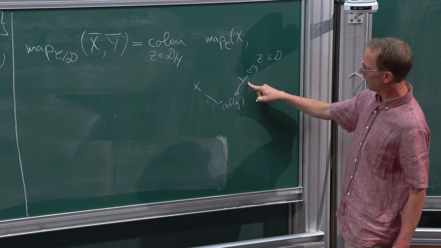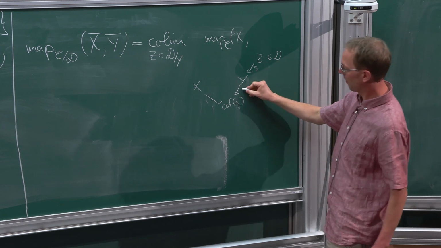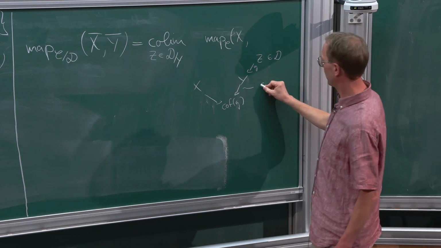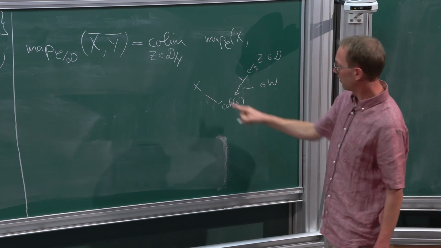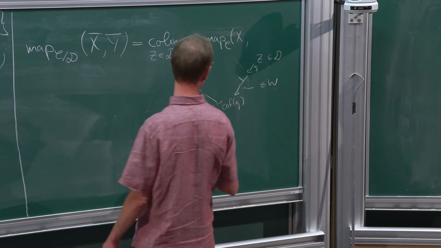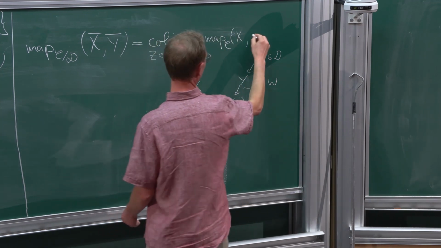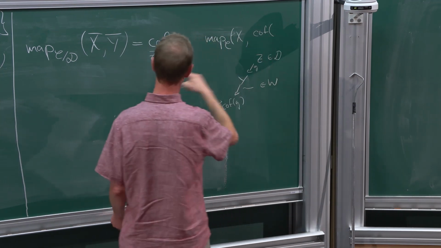So this map here from Y, because this is in D, this will be a typical element in the set W that we invert formally. And you should think of these triangles. So that's here, and then the cofiber of this map from Z to Y.